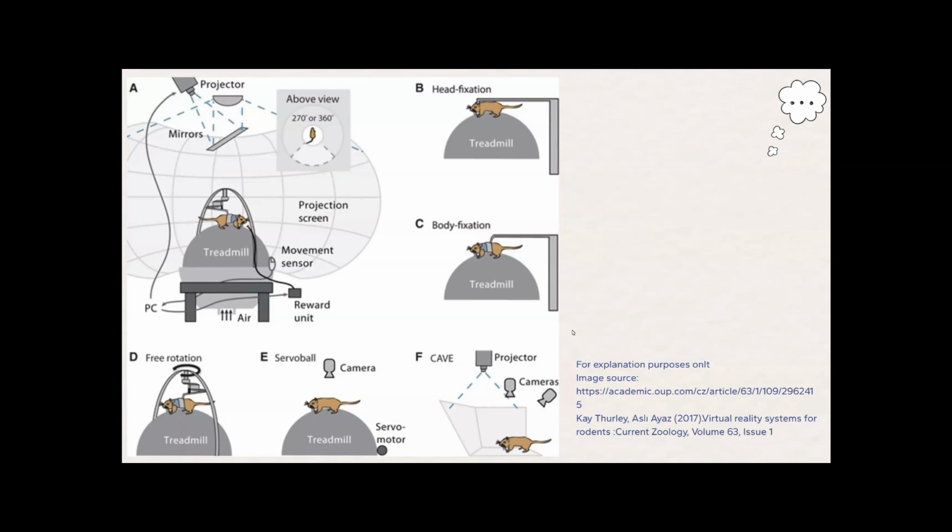So in my research, I found that projection screens work better for rodents, as rodents' field of view can extend to 300 degrees. And then B to F, you can see there's different types of restraints that are used in the rodent VR systems.